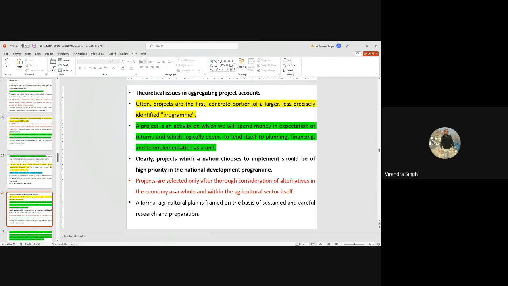Often projects are the first concrete portion of larger, less precisely identified programs. Projects are only a part of the broader program. A project, as we know, is an activity on which we will spend money in expectation of a return, and which logically seems to lend itself to planning, financing, and implementation as a unit. Every project is undertaken with an expectation of getting benefits out of it, so for that, they undertake certain expenditure in the project.